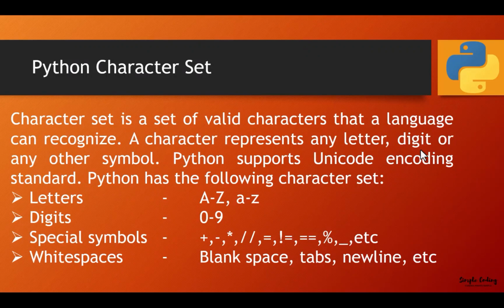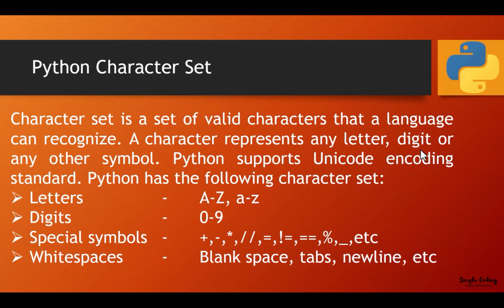Now, Python character set. Character set is a set of valid characters that a language can recognize. A character represents any letter, digit, or any other symbol. Python supports Unicode encoding standards. Python has the following 4 character sets.